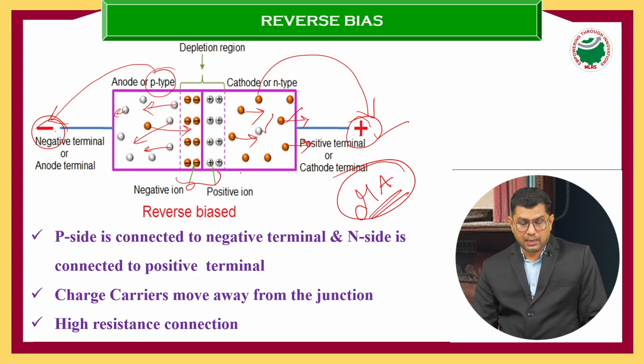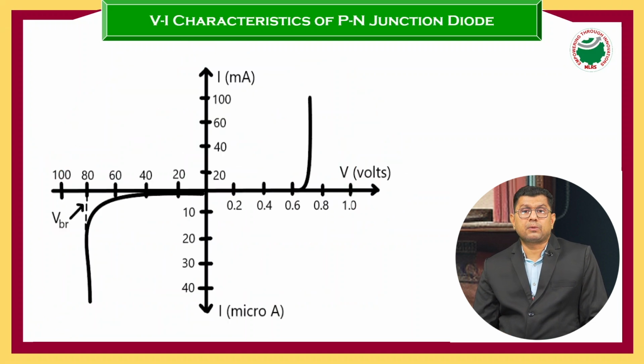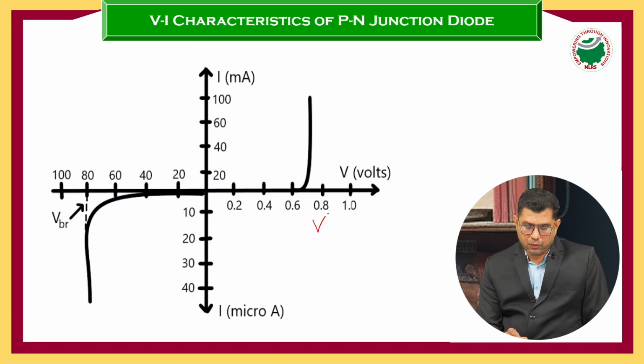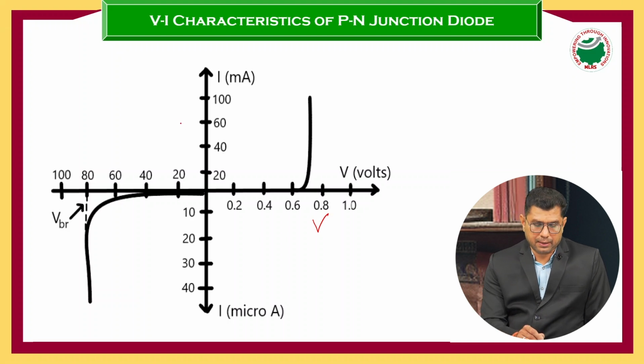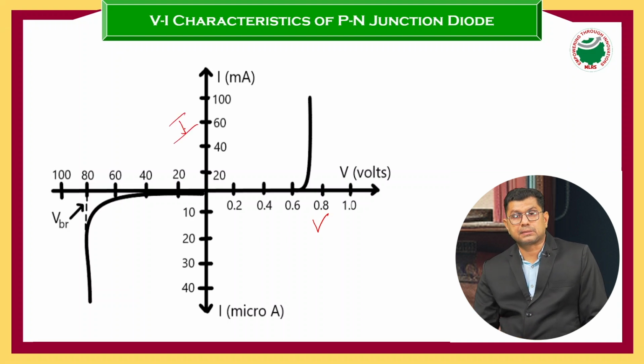In the forward bias, a large amount of current flows because the majority charge carriers are crossing the junction. In the reverse bias, microamperes of current flow because the minority charge carriers are moving through the junction. So this is about the IV characteristics of the PN junction diode. Here we are taking voltage on the x-axis and current on the y-axis.